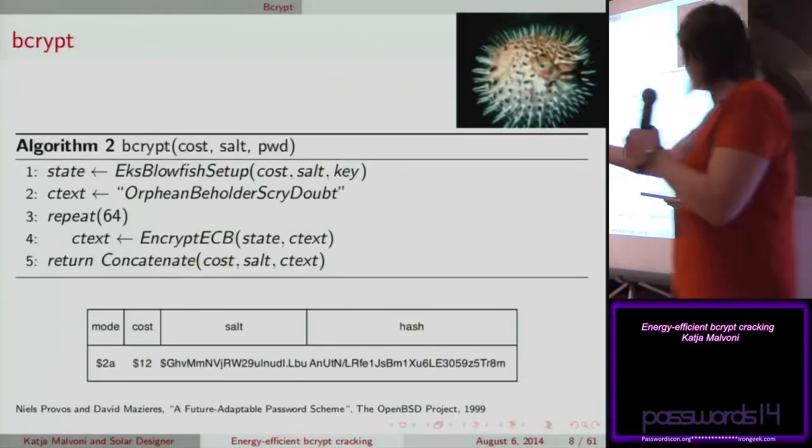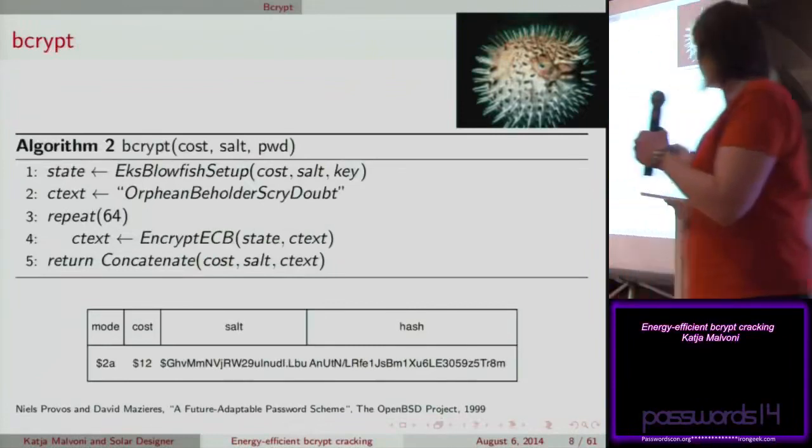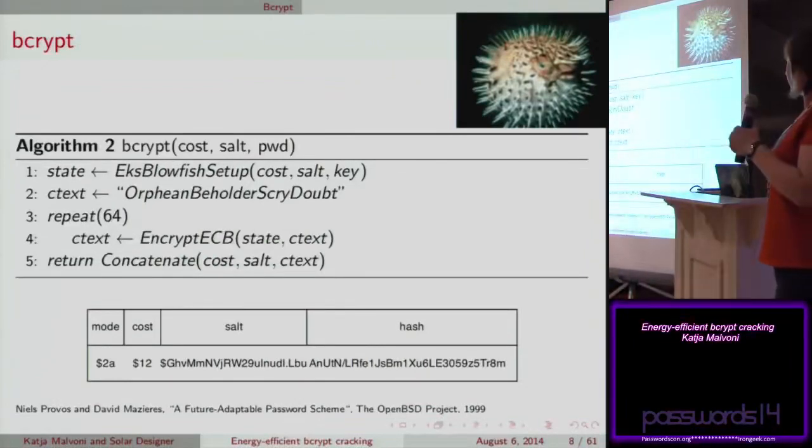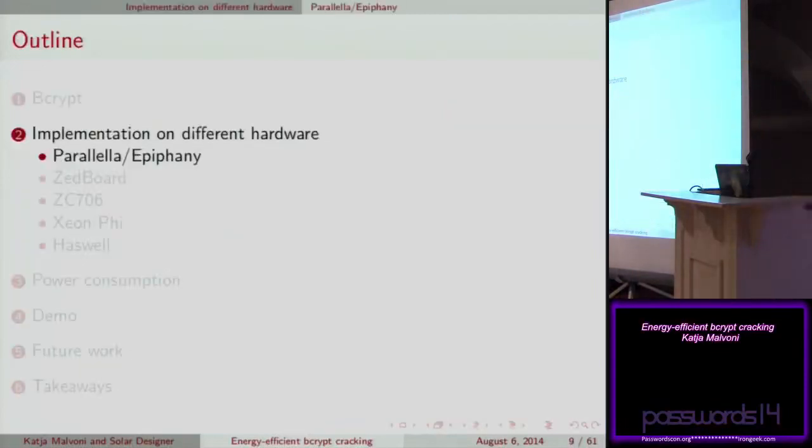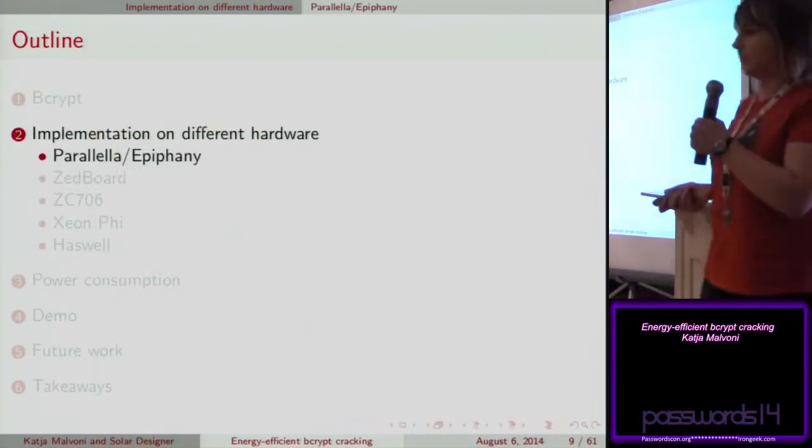And this is how the hash looks. It consists of mode, cost, salt, and the actual hash. So let's see what it looks like when you implement it on hardware.